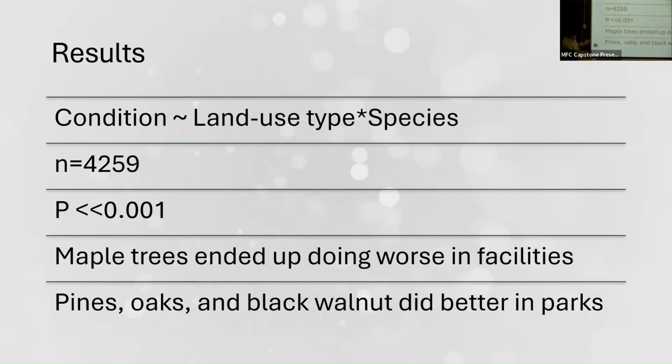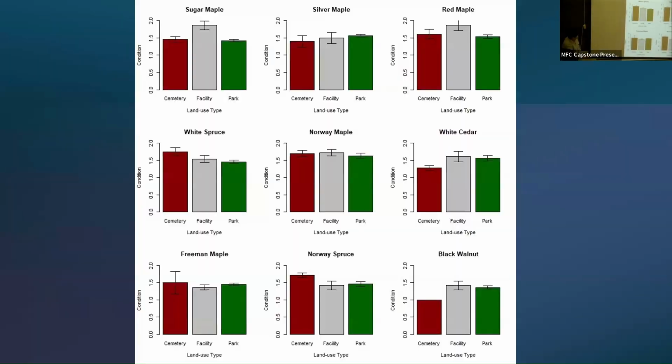However, I was wrong in that maple trees ended up doing worse in facilities than they did in parks, which again could be attributed to the town actually caring more about trees in parks. As I mentioned, cemeteries and facilities are often neglected. And I was correct in that certain species like conifers such as pines, oaks, as well as black walnuts did end up doing better in parks.